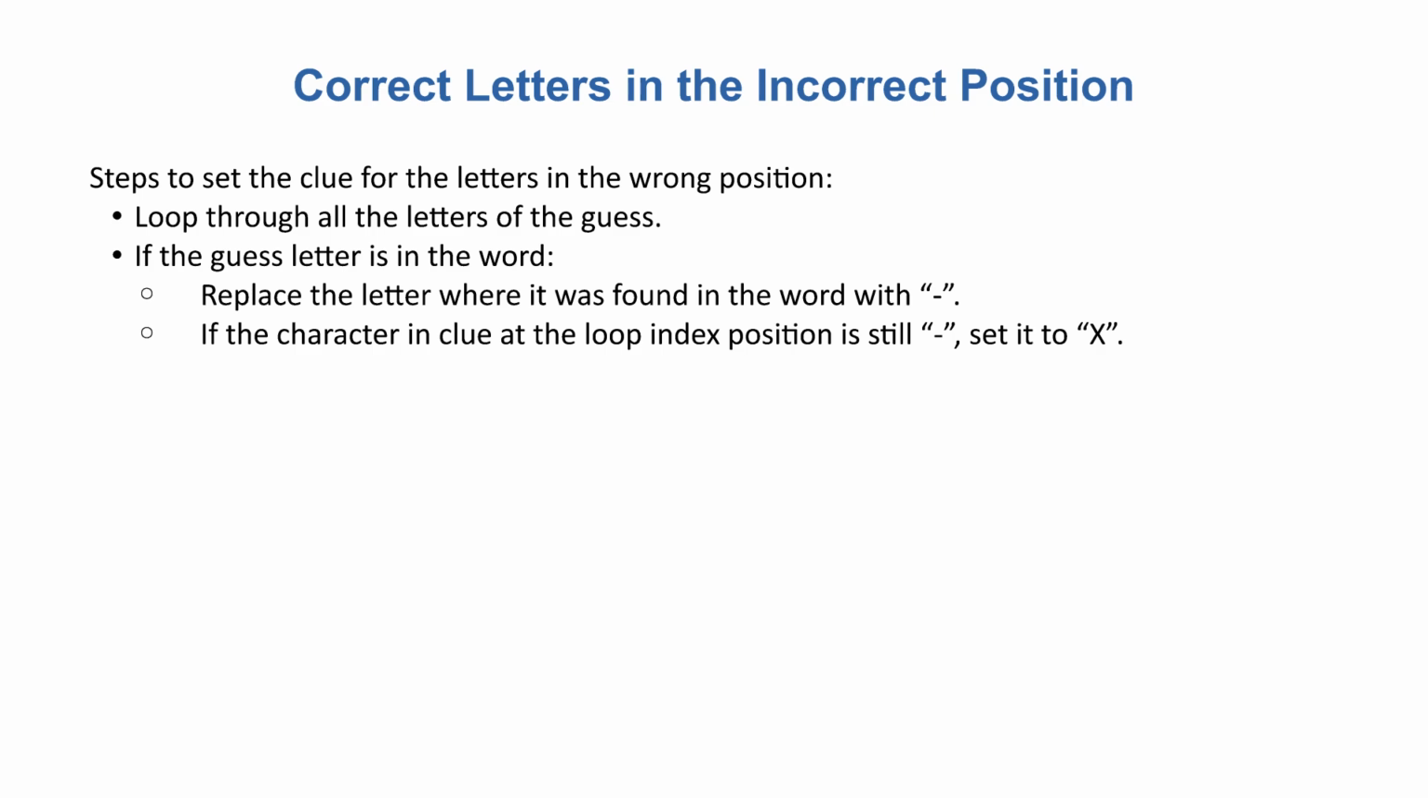Next, let's write the code for the other method, findWrongPlaceLetters. How do you identify letters that are in the wrong place? To set the clue for the letters in the wrong position, do the following steps. Loop through all the letters of the guess. If the guess letter is in the word, replace the letter where it was found in the word with a dash. If the character in the clue at the loop index position is still a dash, set it to an X. Now, let's write code to find the guessed letters that are in the wrong position.